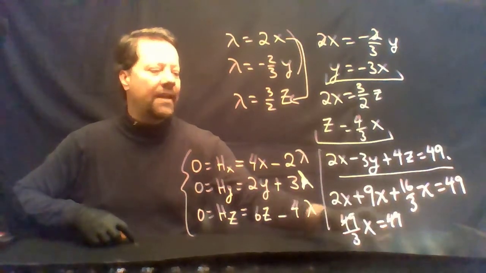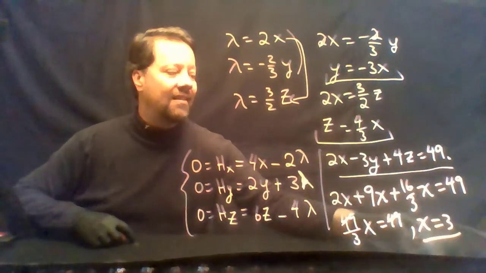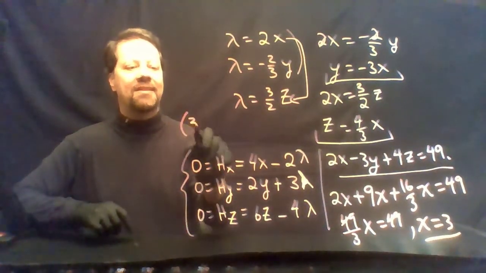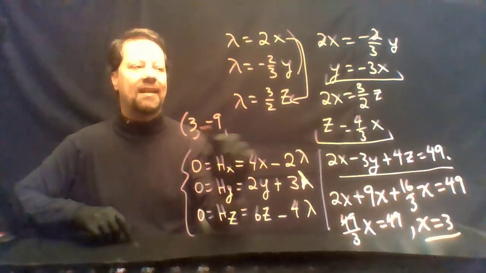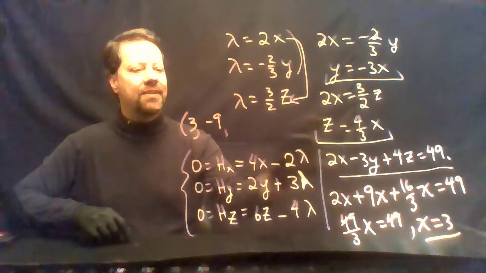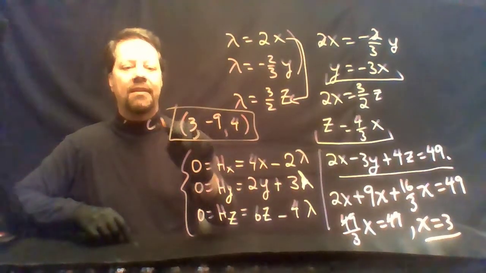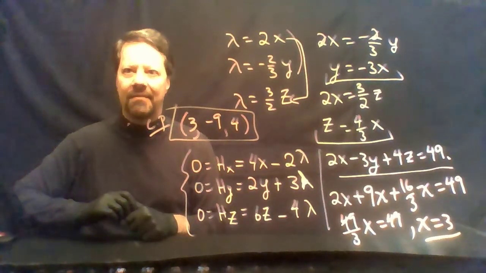We can cancel the 49 off and move the 3 over. We get x equals 3. Once we know x is equal to 3, we can solve for y and get minus 9. And then solve for z and get 4. We have a unique critical point. This must give us the absolute min.